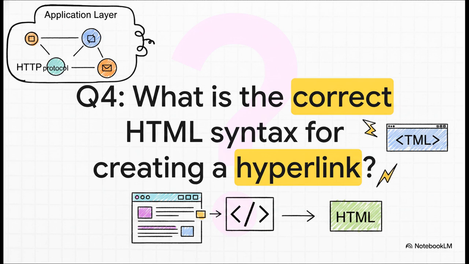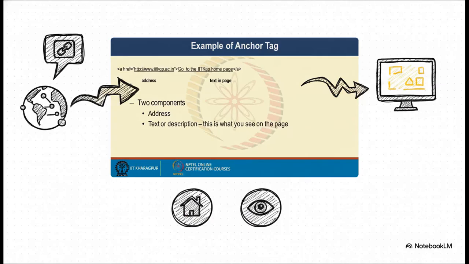Let's look at another one. This question is about HTML, the language of the web, which, remember, gets delivered by the HTTP protocol right here in the application layer. It's asking for the correct tag to create a link. And your course material makes this perfectly clear. The tag you need is the A tag, which stands for anchor.